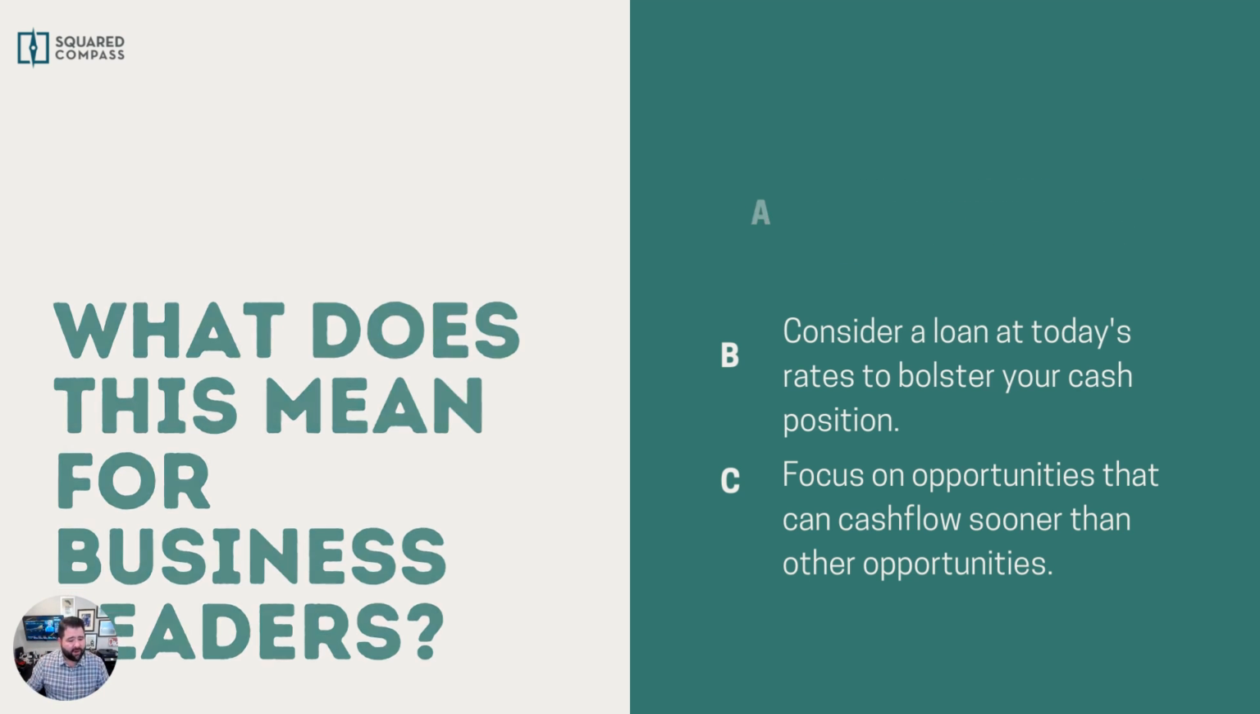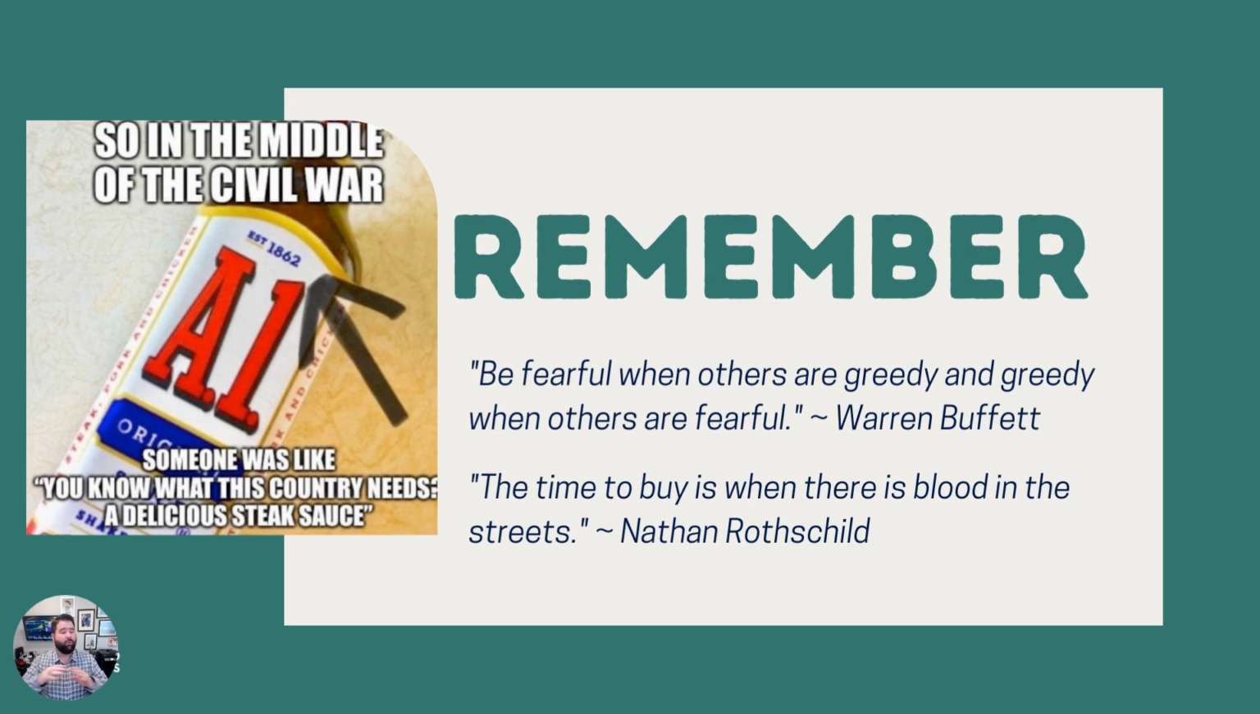Now, before you go running for the hills, close down your business, or decide not to start a business, just remember this is one of my favorite business memes. Someone was like, you know what? This country needs a delicious steak sauce in the Civil War, right? Established 1862, A1 steak sauce. So if somebody could create a steak sauce that is still here today, imagine what you could do.